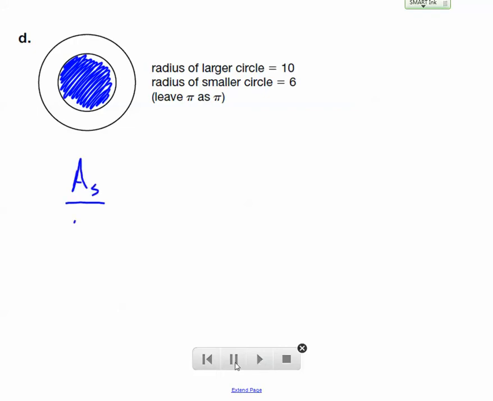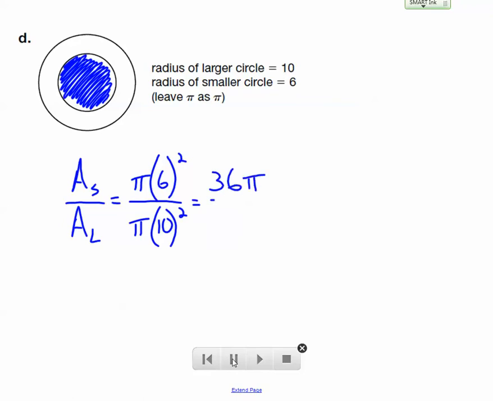So we'll do the area of the smaller circle over the area of the larger circle. That'll be the probability. Pi r squared for a circle. The smaller circle's got a radius of 6, so pi times 6 squared. The larger circle's got a radius of 10, so pi times 10 squared. So the area of the smaller circle is 36 pi, and the area of the larger circle is 100 pi.